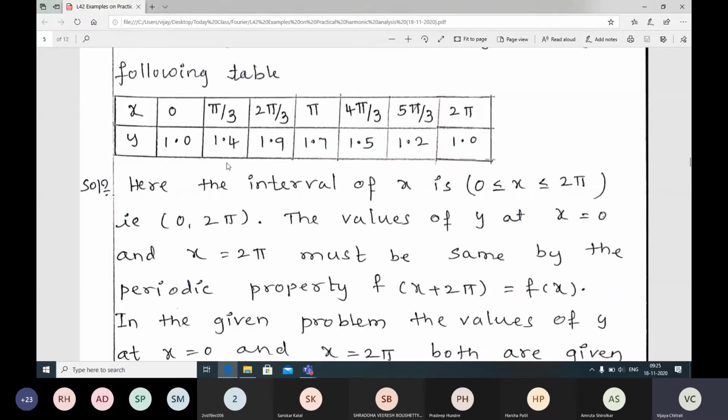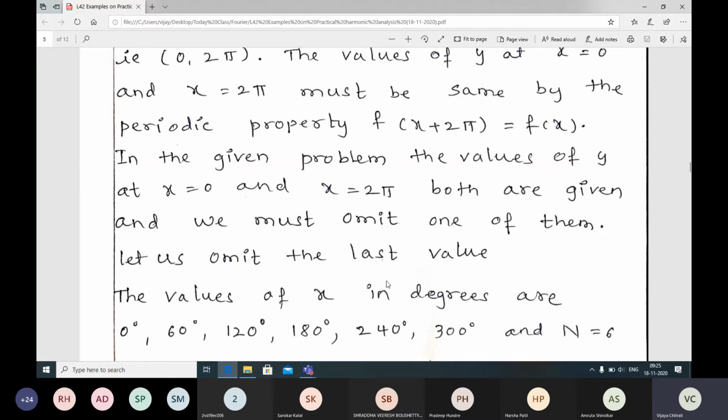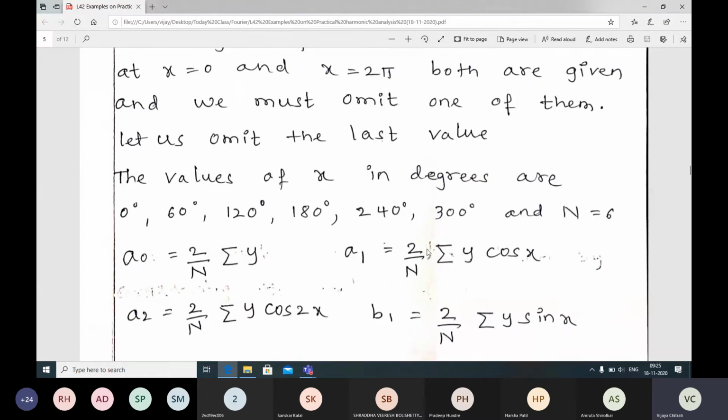So n is equal to what here? 1, 2, 3, 4, 5, 6, because I am leaving this one. Now we have capital N equal to 6.